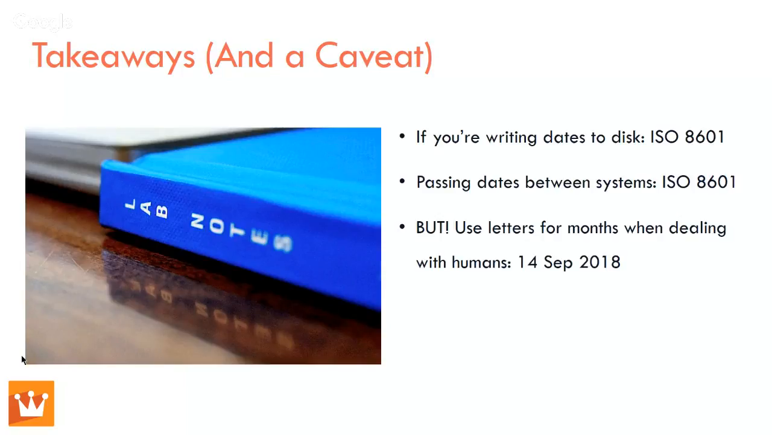But if you're dealing with humans, you can't assume all humans know the 8601 standard. So in order to eliminate the problem of ambiguity with humans, just give them 3 letters for the date, or spell out the date, or the month. Then it doesn't matter which order you put it in, they're going to understand what it is.